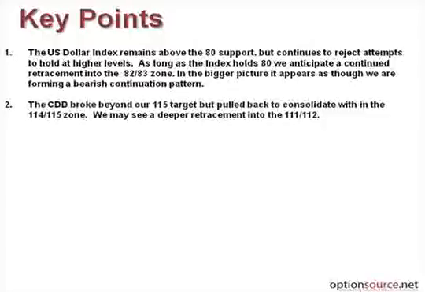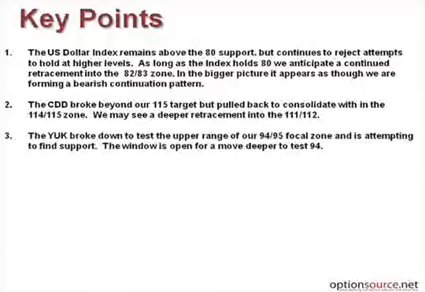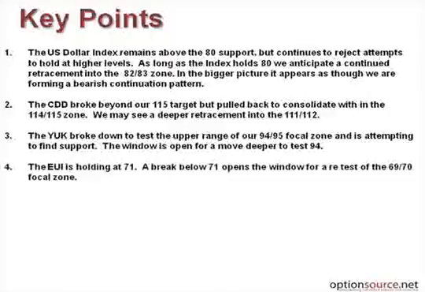The CDD broke beyond our 115 target, but pulled back to consolidate within the 114, 115 zone. We may even see a deeper retracement into that 111, 112 box. The YUK broke down to test the upper range of our 94, 95 focal zone and is attempting to find support. The window is open for a move to a deeper test into that 94 level. The EUI is holding at 71. A break below 71 opens the window for a retest of the 69.70 focal zone.